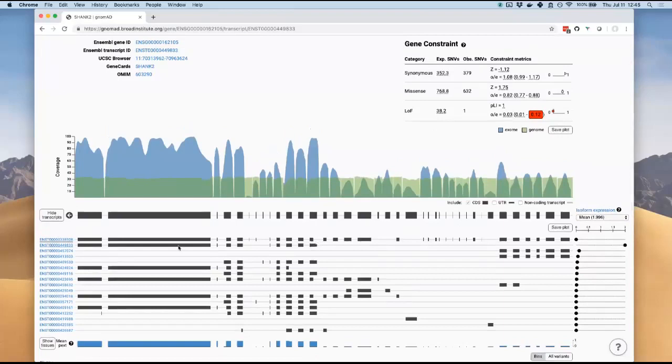Sorry to interrupt you. Yeah. I was wondering, what percent of your data set has long-read sequencing, or is the entire data set all short-read? 100% short-read, yeah. Okay.